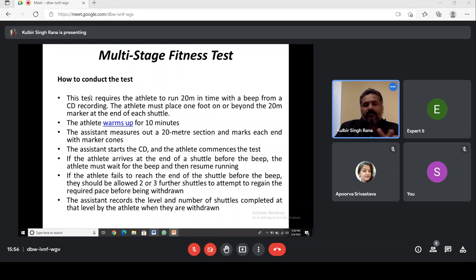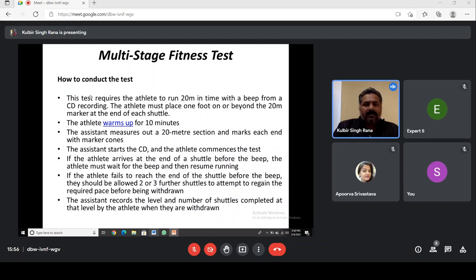The athlete, first of all, prior to every test, we do warm-up, because warm-up is required. Otherwise, during the test, because in testing you are going to the extreme, you can get cramps or something, so injuries. We do proper warm-up before every test, right? Yes. The 20 meter section will be marked with the cones, right?